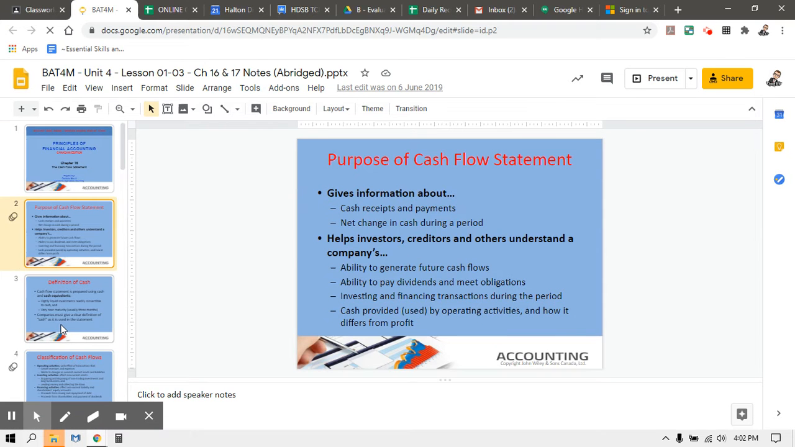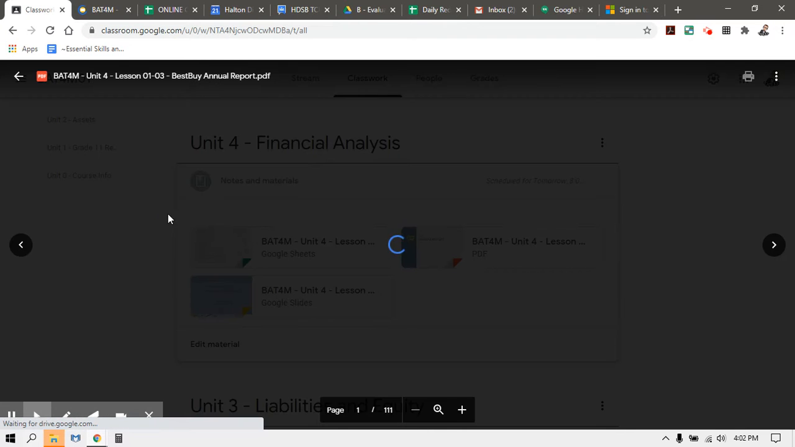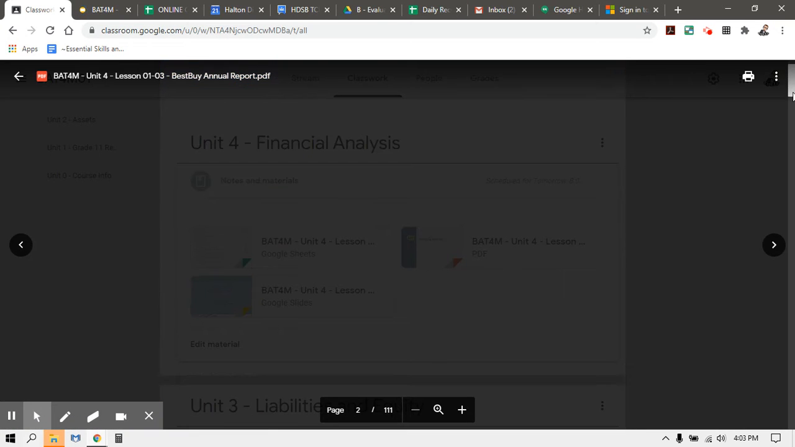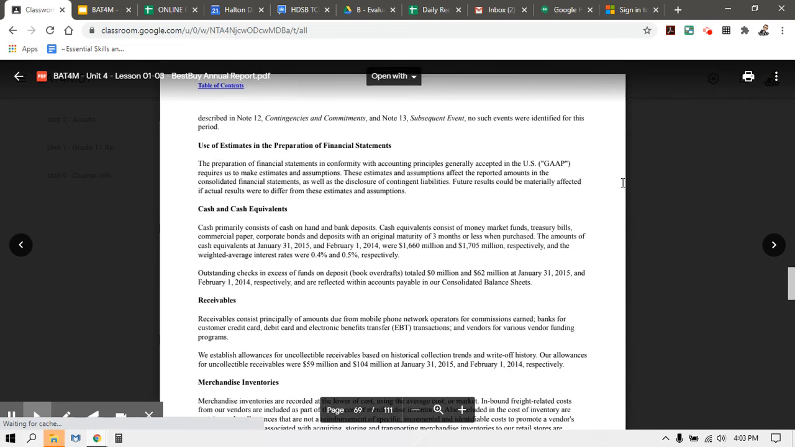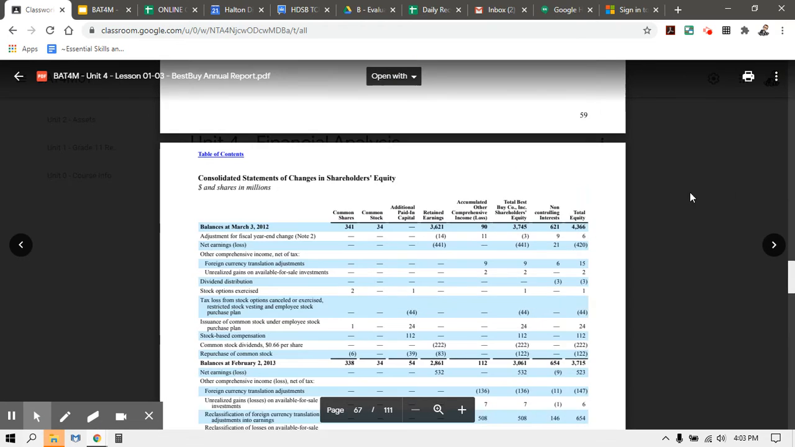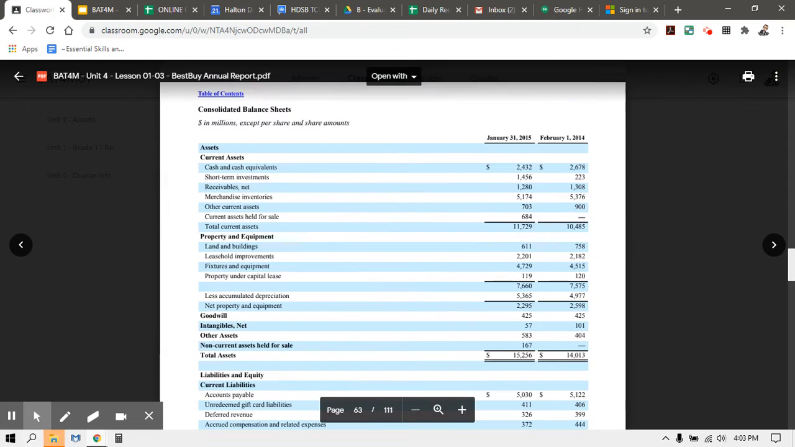Basically, I'm going to bring up Best Buy's annual report here. This is a bit of an old one. But the 5 major financial statements that you'll see in virtually every annual report. Of course, there's the balance sheet and the income statement, or what's more often called the statement of operations or statement of earnings.